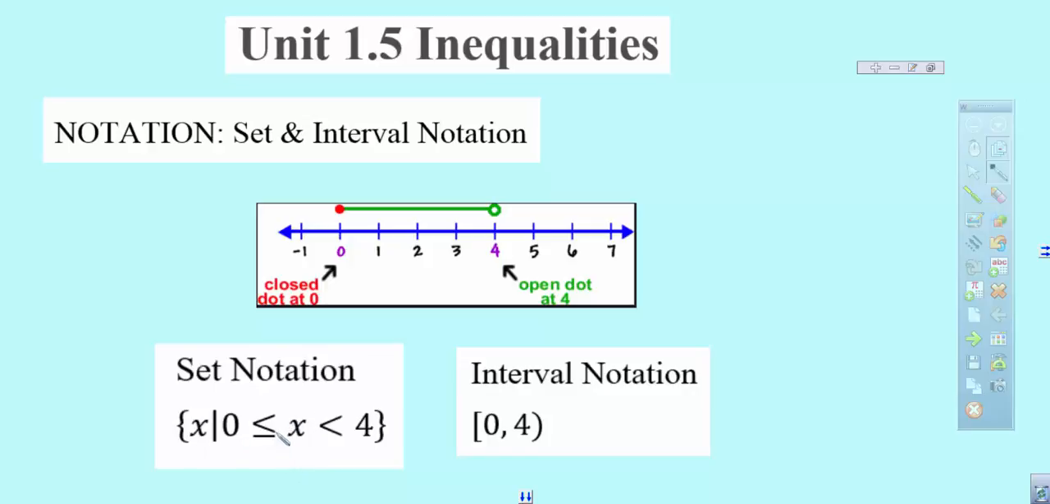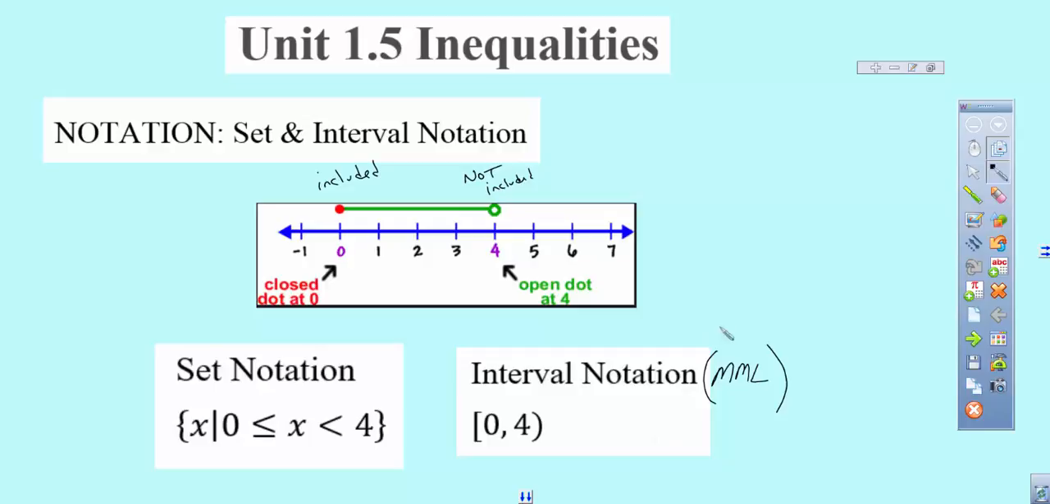We have set notation and we have interval notation. Your answers inside of MyMathLab will need to be given most of the time in interval notation. So what we need to review here is, when is the bracket used and when is the parentheses used? Well, to refresh your memory, when you remember graphing things on number lines, a closed dot meant you included it, and an open dot meant it was exempt, or not included.